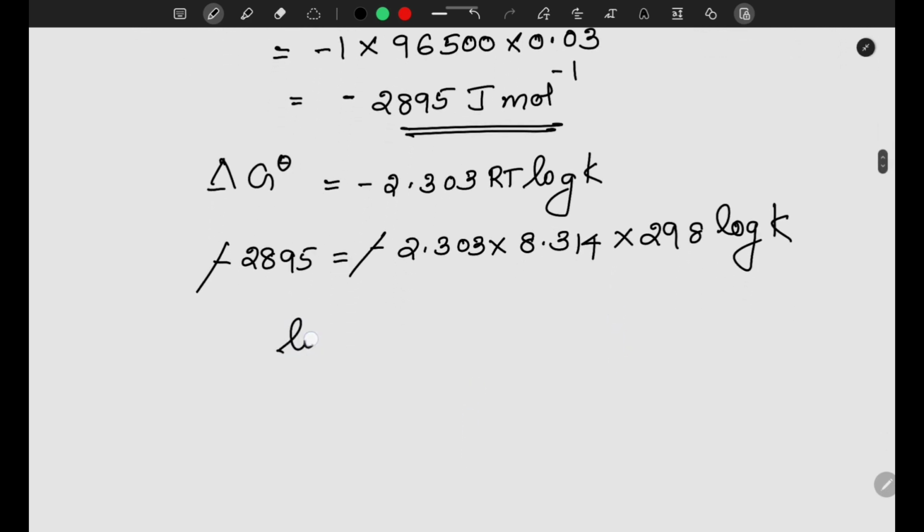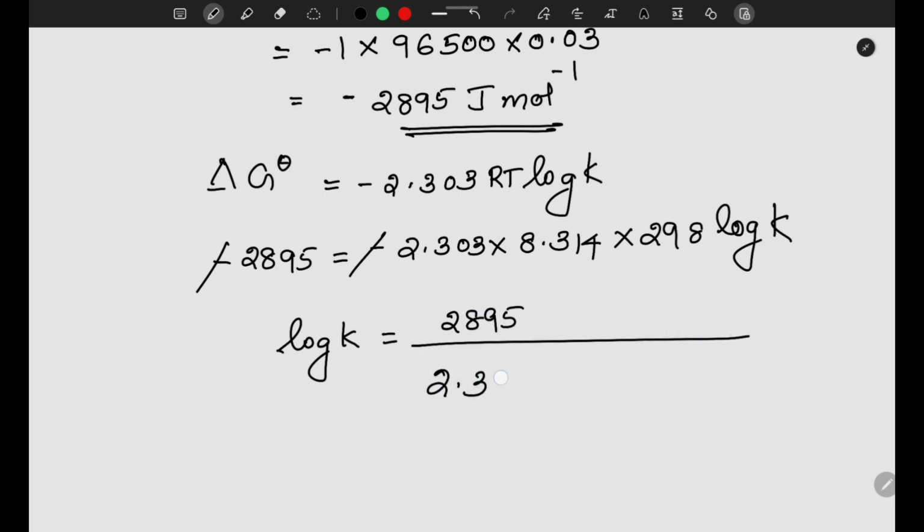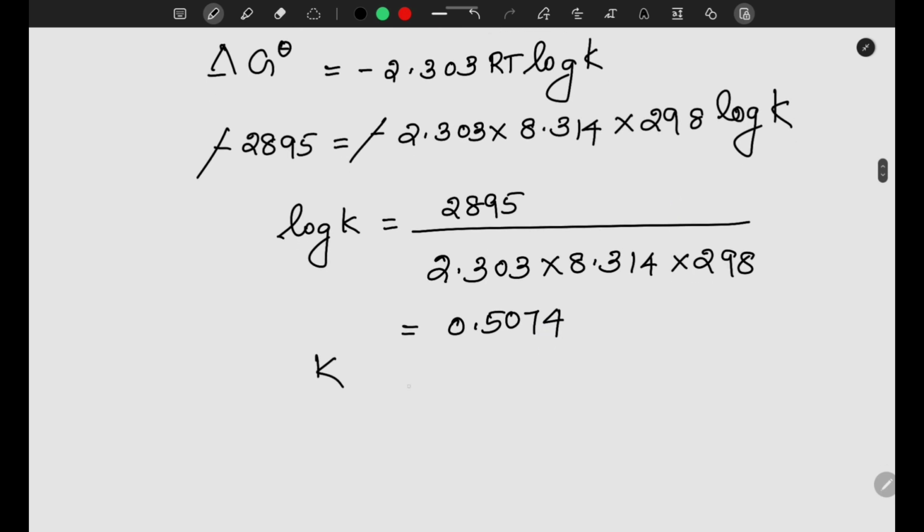So log K is equal to 2895 divided by 2.303 into 8.314 into 298. So when we simplify, we will get 0.5074. Then K is equal to antilog of 0.5074. So that will be equal to 3.22.